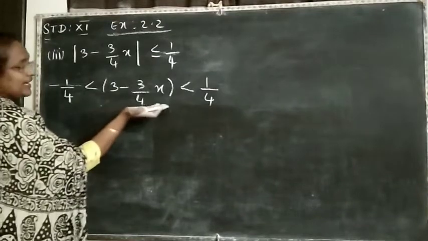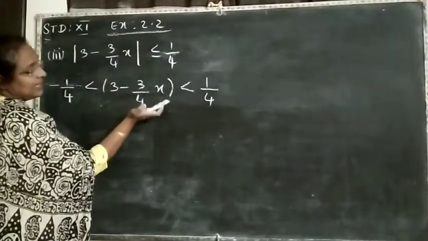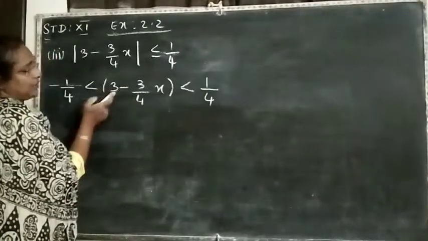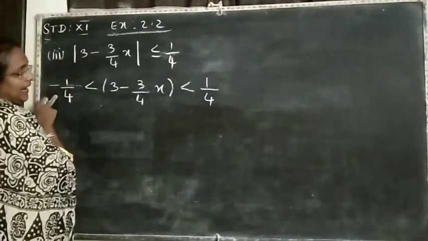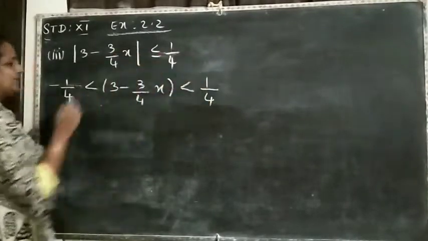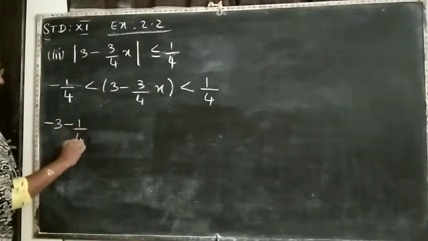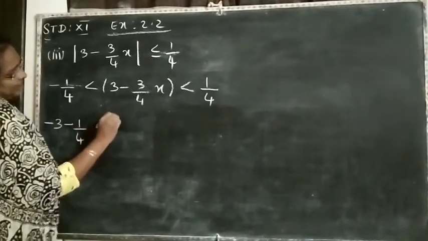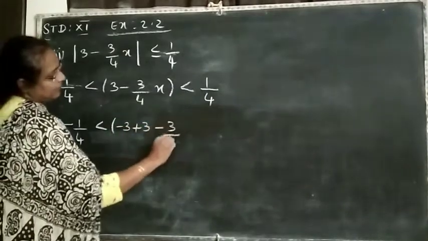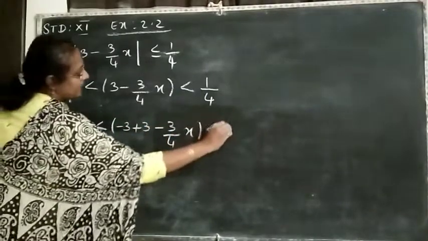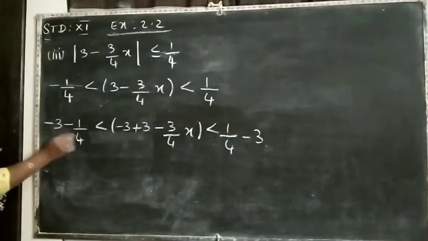Okay. Now, I need the value of x as usual. After this, it is very usual. So, I need the value of x alone. I don't want the value of 3. So, I am going to eliminate 3 by adding minus 3 on all the sides. So, what will I get? Minus 3 minus 1 by 4 less than, again, minus 3 plus 3 minus 3 by 4x less than 1 by 4 minus 3. Yes, now this is a fraction, isn't it?